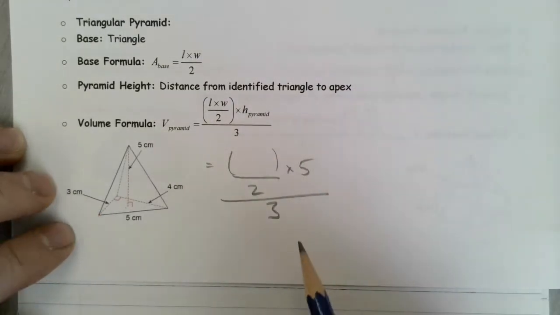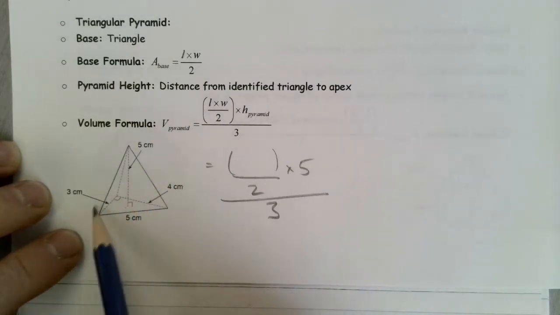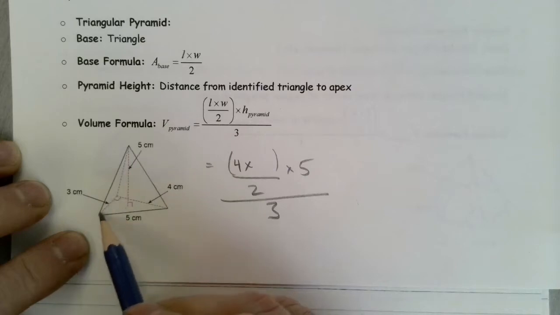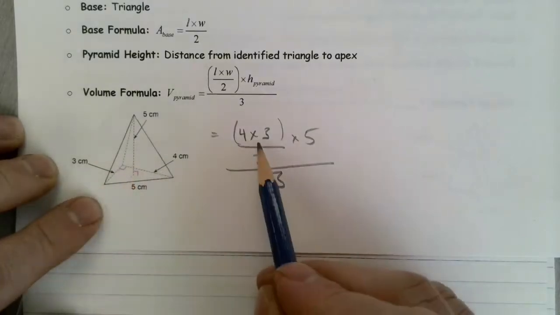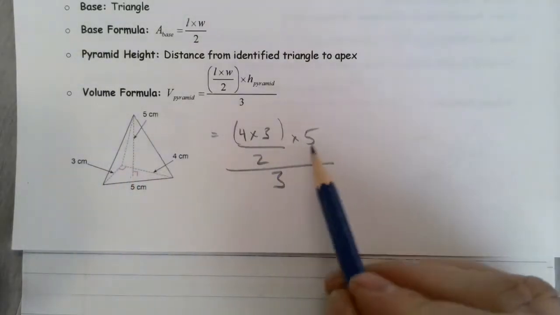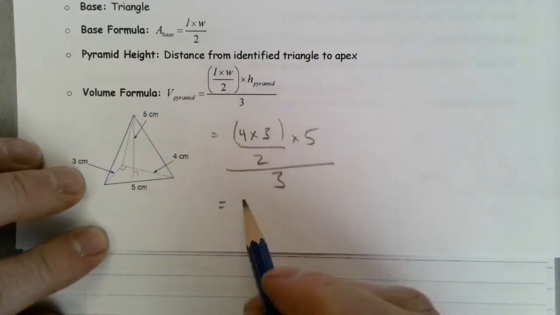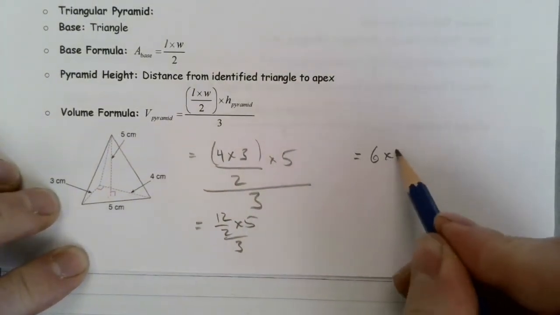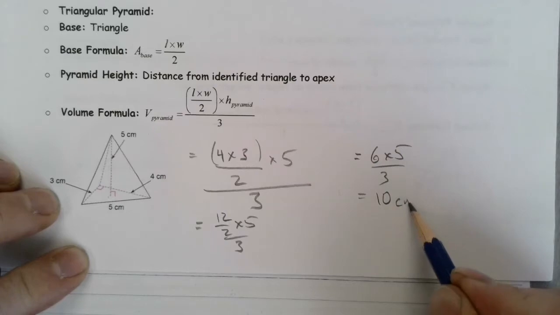Now look at where the 90-degree angle is. That means in the base triangle, the length is going to be 4 and the height is going to be 3. So length times width divided by 2, because the base is a triangle, multiplied by the height, and the whole thing divided through by 3. This is 12 over 2 times 5 over 3. 12 over 2 is 6, and 6 times 5 is 30, divided by 3 is 10. Because we're looking for volume, this is 10 centimeters cubed.